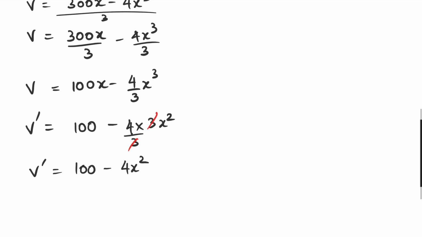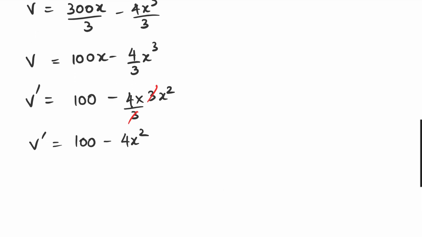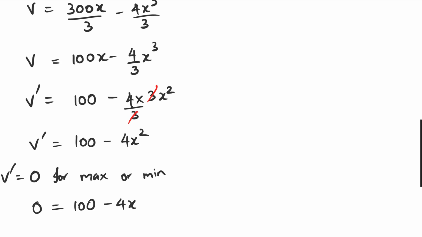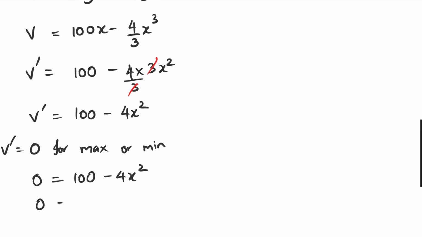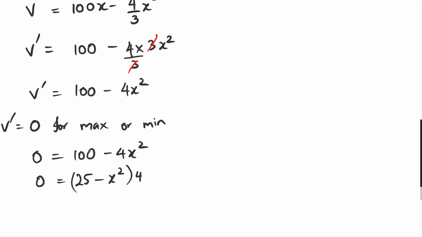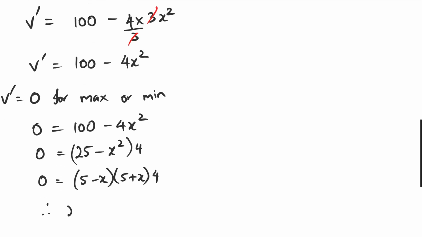And of course, remember that the maximum happens when the differentiated function is equal to 0. So we're going to put something like this: v dash is equal to 0 for max or min, and then 0 is equal to 100 minus 4x squared. And we can factorize this now. So we're going to get 4 times 25 minus x squared. And of course, x squared minus 25 factorizes as 5 minus x, 5 plus x. And from here, we can say, therefore, x is equal to -5 or +5.